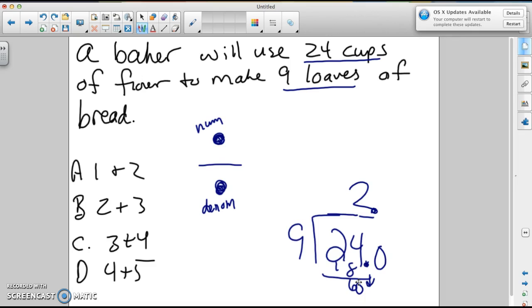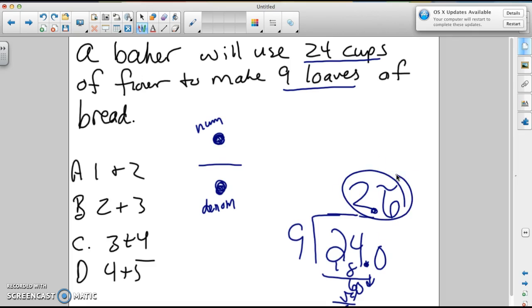63, so that's a little too big. Let's go down one. 9 times 5 is 45. That's not big enough. 6. What's 9 times 6? That's 54. Again, leaves me 6. This is going to be a repeating decimal, but I've got 2.6. And we'll just stop there.